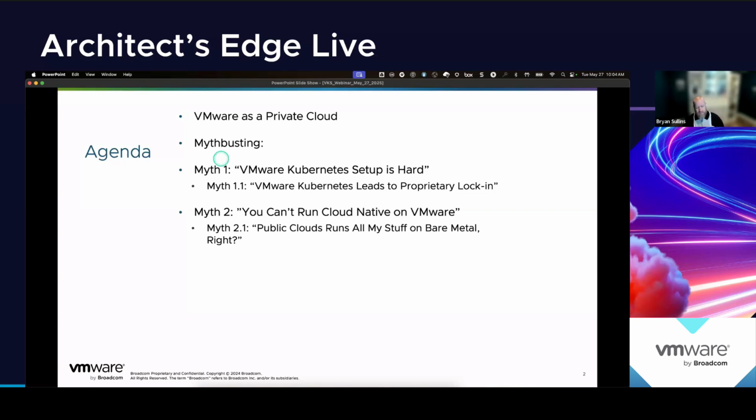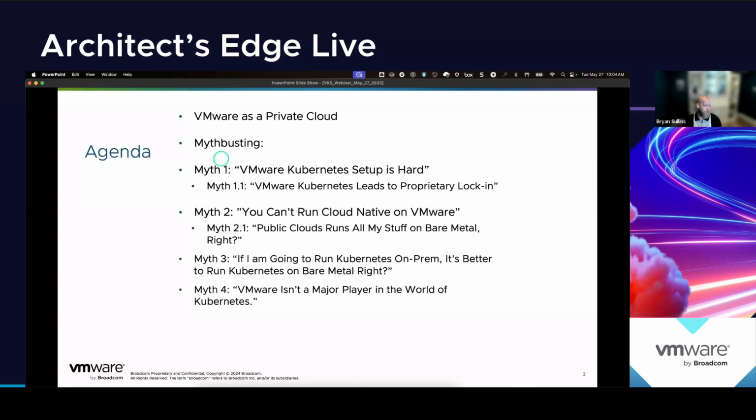The other one, a sort of sub myth that I'll be tackling at the same time, is that public clouds run your stuff on bare metal, and we'll talk about what it means when you run Kubernetes out in the public cloud. And when I say public cloud, I'm talking about EKS on AWS or AKS out in Azure. The other myth I'm going to bust is the Kubernetes on bare metal myth, and compare those two. I actually have a VCF blog post out there if you're interested, on the official VCF blogs at VMware.